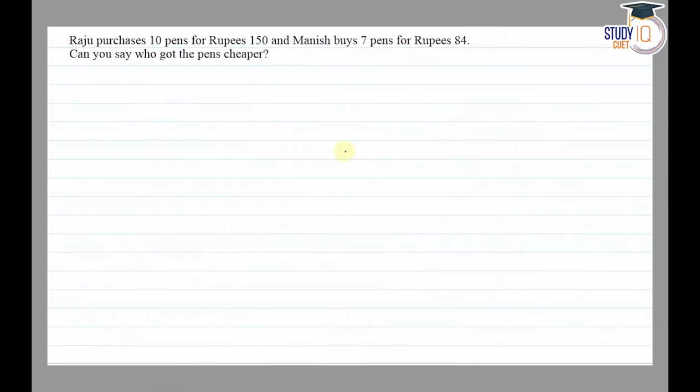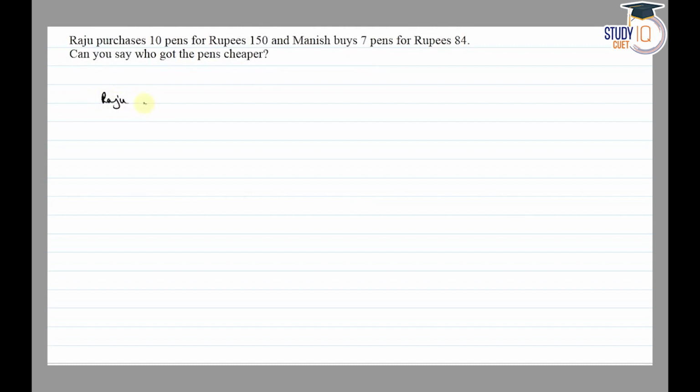Hello everyone. This question appears in class 6th NCERT chapter of ratio and proportion. This is 10th question of its exercise 12.3. So, the question says that Raju purchases 10 pens for rupees 150 and Manish buys 7 pens for rupees 84. Can you say who got the pens cheaper? So, firstly हम राजू का केस कंसिडर करेंगे.